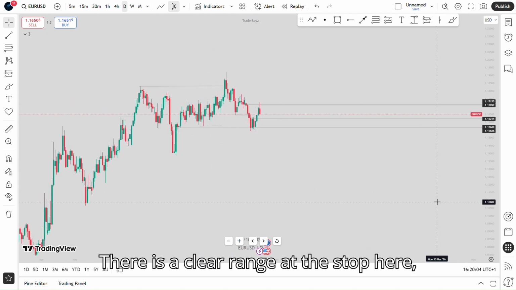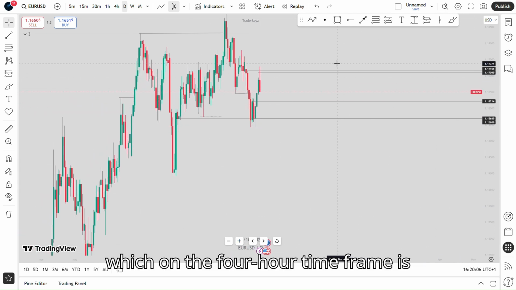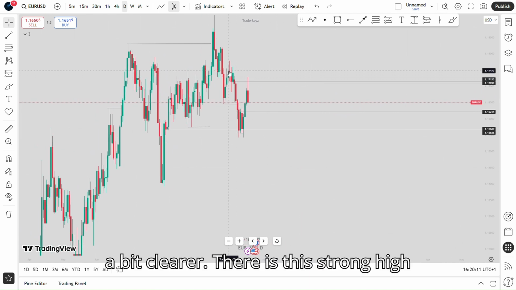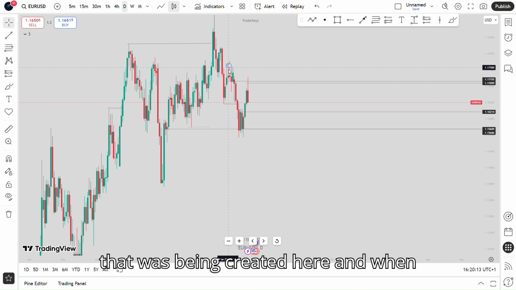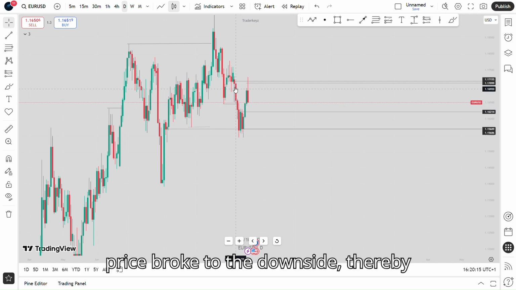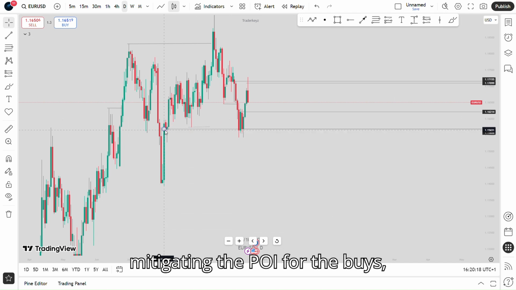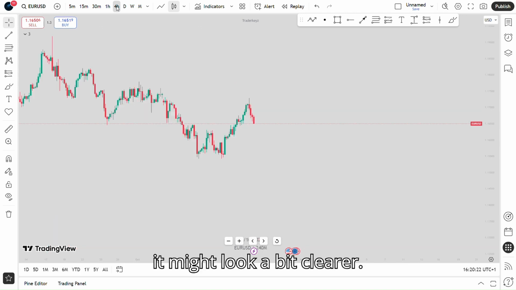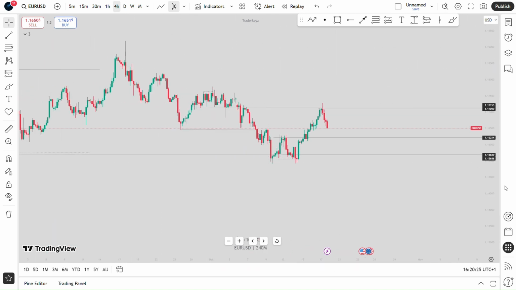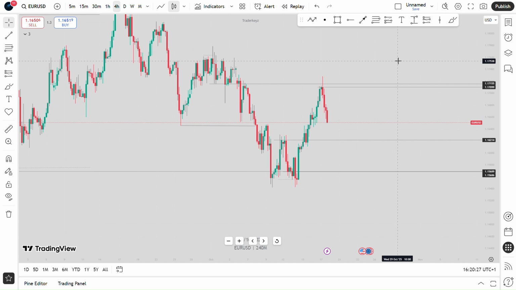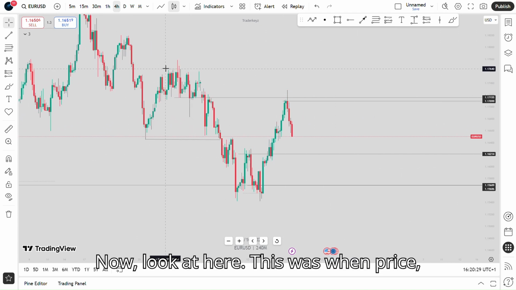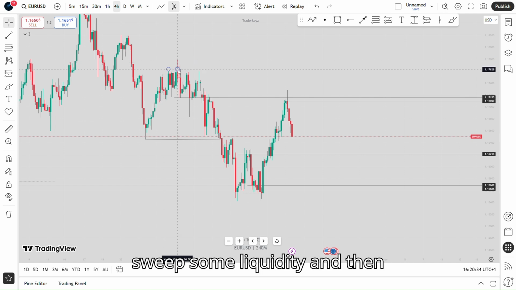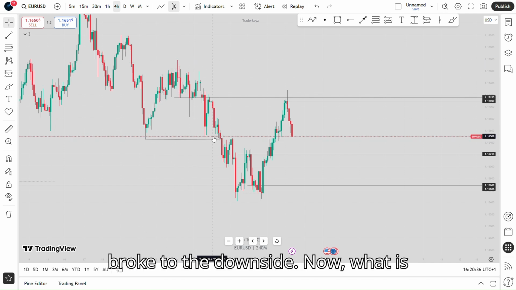It started counter trending, but then there is a clear range at the top here, which on the 4-hour time frame will be a bit clearer. There is this strong high that was being created here, and when price broke to the downside, thereby mitigating the POI for the buys, right? Now look at it here. This was when price kind of manipulated to the upside and swept some liquidity and then broke to the downside.